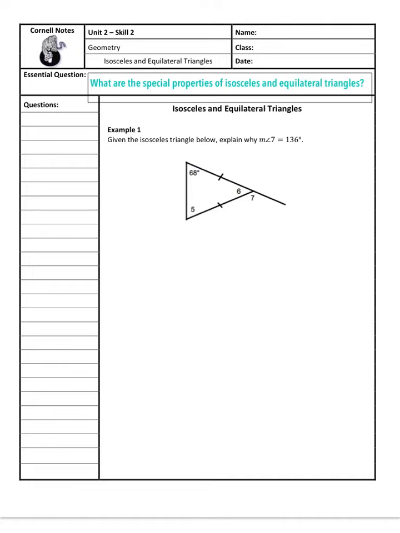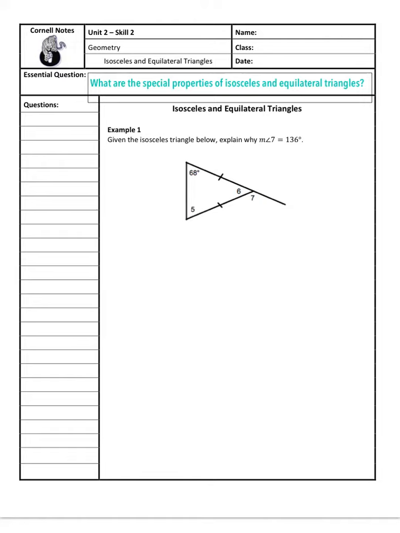Hi there, welcome to skill 2.2, which focuses on isosceles triangles and equilateral triangles. So our essential question for today is going to be, what are the special properties of isosceles and equilateral triangles? You might have heard of those words before, but there's characteristics about each of them that come into play when solving for unknown angles in many different types of pictures, and we're going to look at some of those today. So take a minute, copy your essential question down, and again, remember that's what, by the end of this video, you should be able to answer.